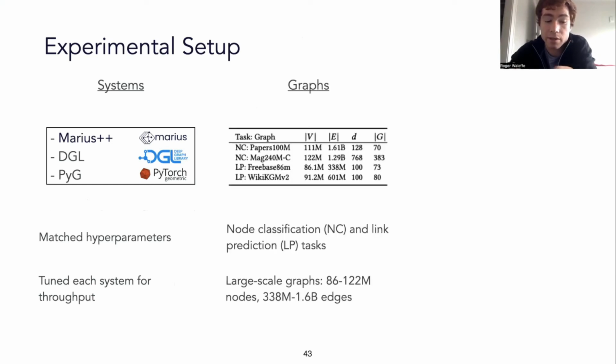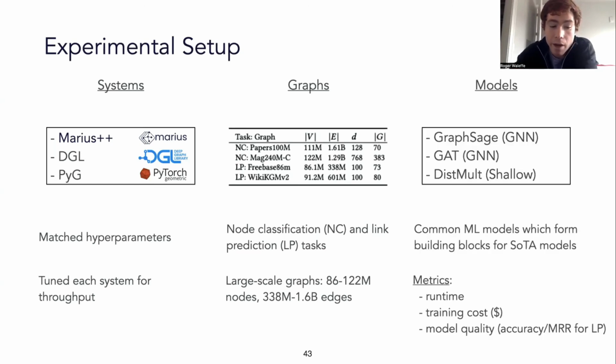And we compared the systems on the node classification and link prediction tasks using the largest graphs available to us. These graphs range in size from 86 to 122 million nodes, and from 338 million to 1.6 billion edges. For models, we used the common GraphSage and GAT GNNs, possibly coupled with the disk-mode score function for the link prediction task where necessary. And we compared the systems by measuring training time, training cost, and end model quality.